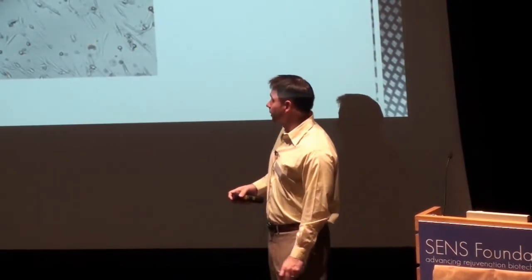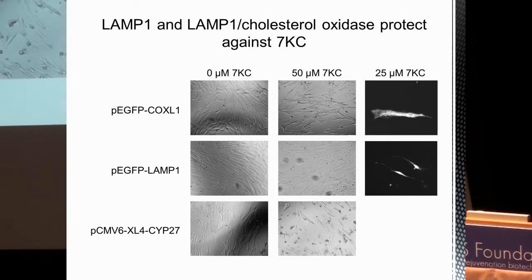And these are some bright field microscopy images that we took of the results. What you're seeing here in this first column is untreated but transfected cells. These cells were transfected with the LAMP1 cholesterol oxidase fusion protein construct. These were just transfected with LAMP1, and these were transfected with the sterol-27 hydroxylase. And remember, the metabolite of this particular enzyme is almost completely non-toxic to the cell.